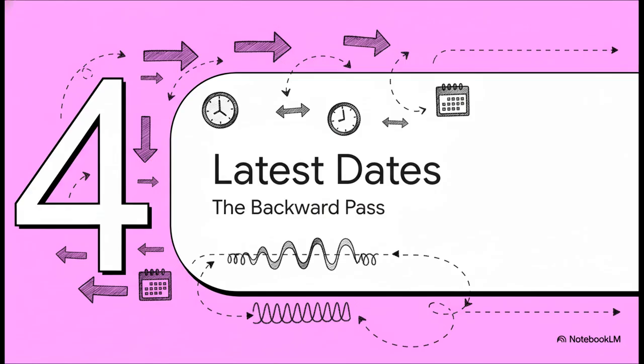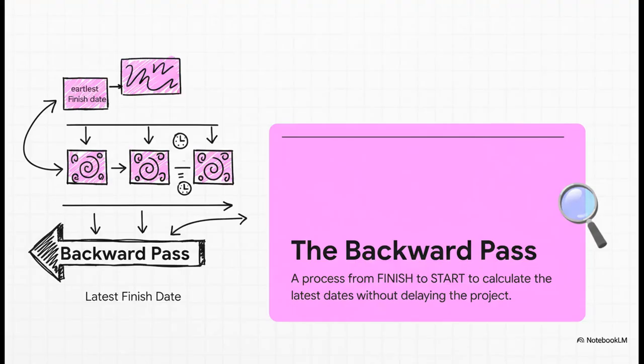But that's only half the story. To build a really smart schedule, we also need to know the latest each task can finish without completely blowing that 13-week deadline. We need to find our wiggle room. And to find that wiggle room, we do what's called a backward pass. It's the mirror image of what we just did. We take that earliest finish date, 13 weeks, and we make that our non-negotiable deadline.